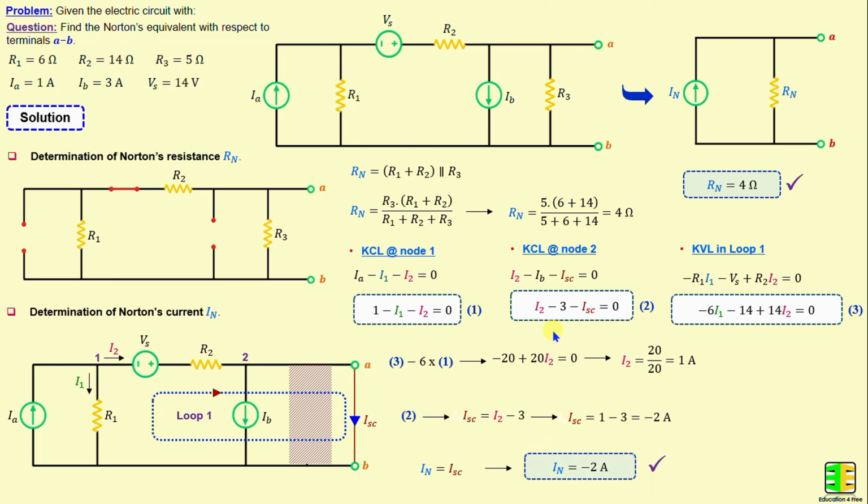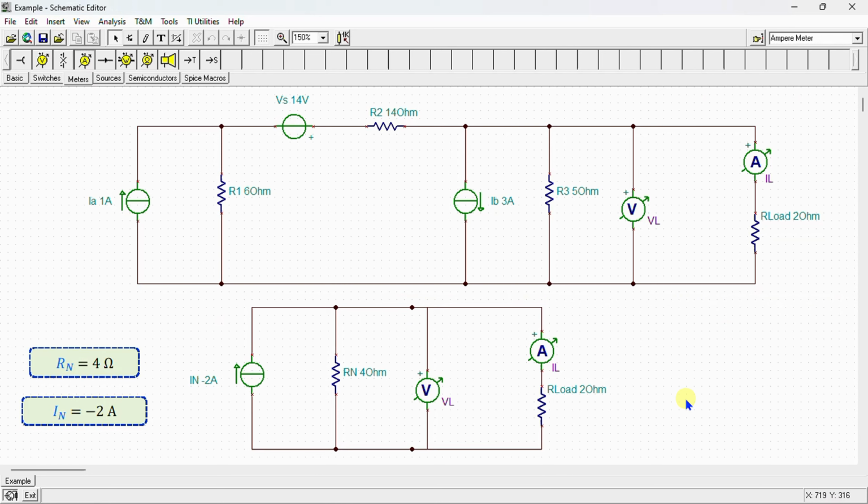After completing the calculations, I performed a simulation using SPICE to verify our results. Now let's proceed to the SPICE environment. Here is our network drawn in the SPICE simulator. This is the original circuit and this is the Norton's equivalent circuit. I connected a load resistor between terminals A and B to both the original circuit and the Norton's equivalent circuit, and then I will simulate their behaviors.